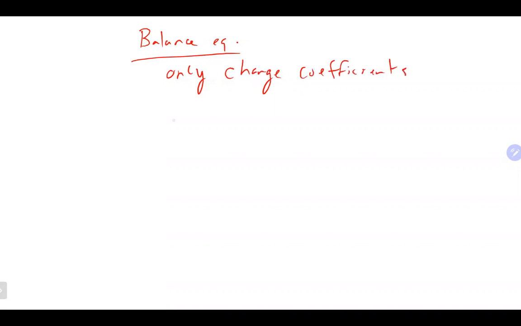Again, those are obviously the numbers that come up in front. So we just put numbers in front of everybody to balance it. We never change any of the subscripts because obviously that will change what the substance is. And the goal here is to ultimately, as we talked about, end up with the same number of elements on each side of the arrow.